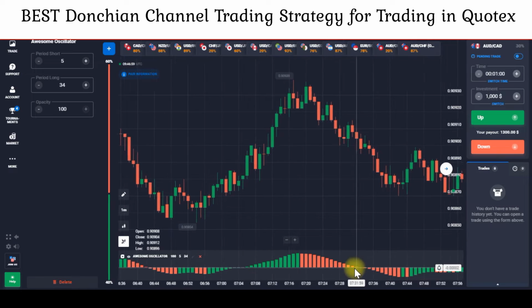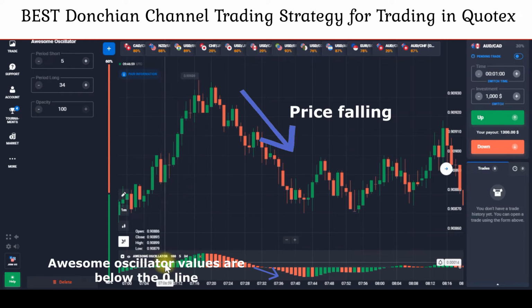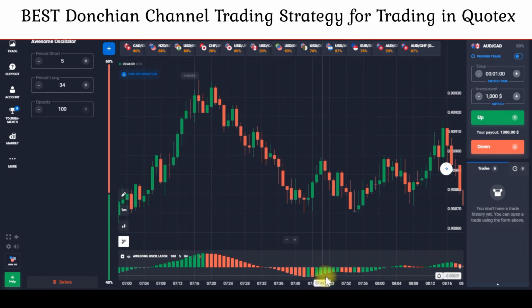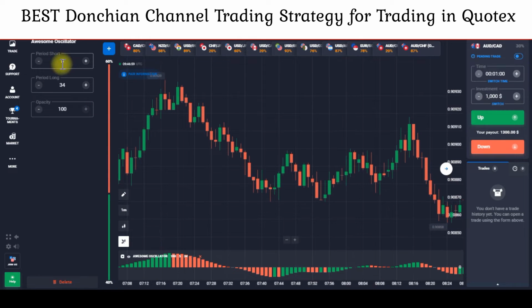Additionally, when the awesome oscillator values are above the zero line, it is an indication that the shorter period is trending a little bit higher than the longer period. Conversely, when the awesome oscillator values are below the zero line, the short-term period is trending lower than the longer-term period. Talking of the awesome oscillator values, typically 5 period and 34 period are used to represent the fast and the slow moving averages in the awesome oscillator.